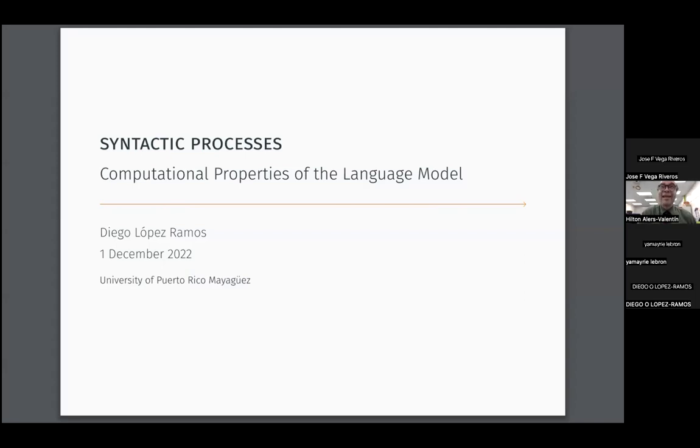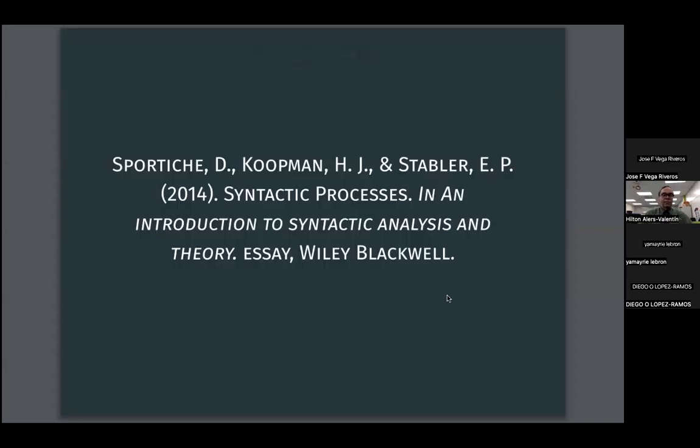It's on syntactic processing. And a lot of this work, or all of this work, I should say, is based on this book, Syntactic Processes. Specifically, the book is An Introduction to Syntactic Processing Theory. The last chapter of it, Syntactic Processes.